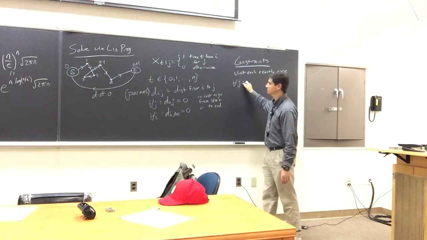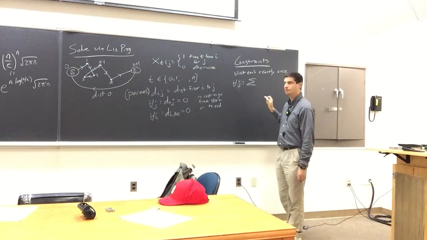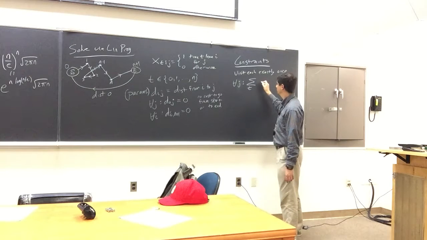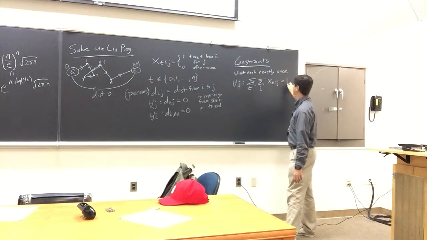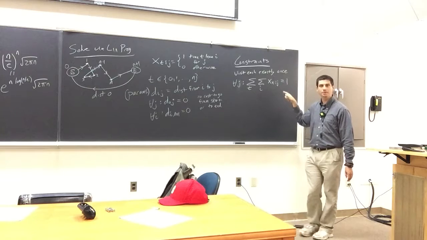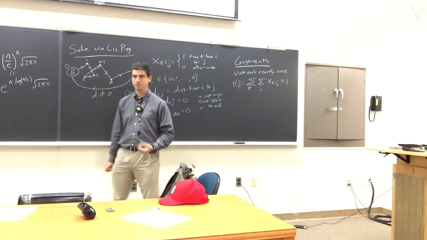For every j, the summation of all t, the summation of all i, x_tij equals 1. Good. So you specify a city j. I sum over all possible cities that could be traveling to it. And I sum over all possible times. And this equals 1. So what that means is I have to visit j once and I can't visit it twice.